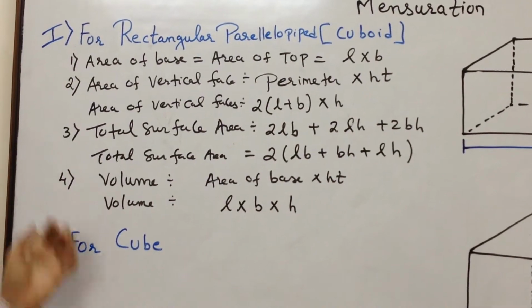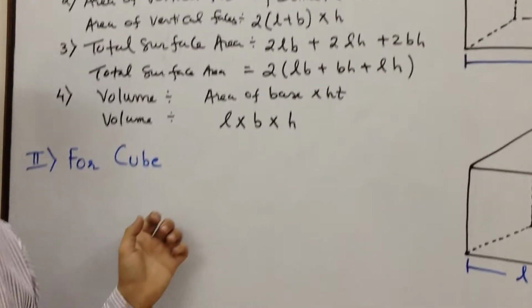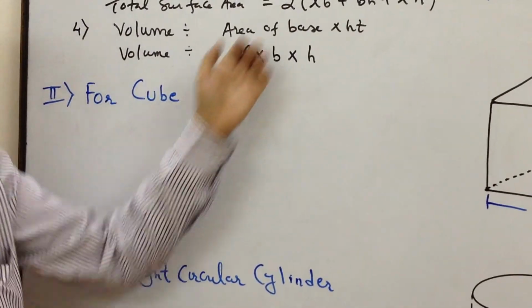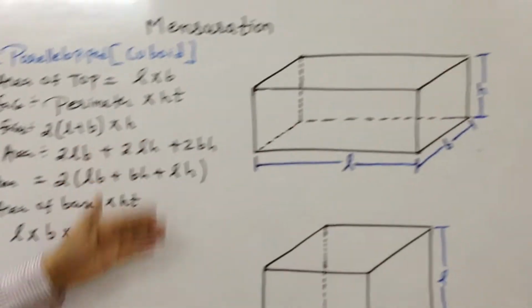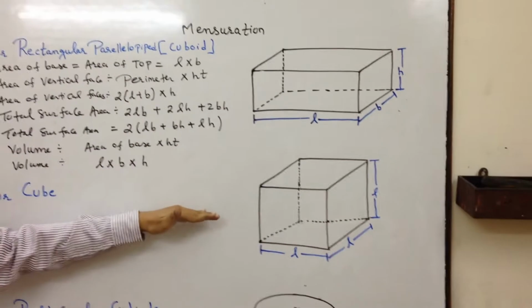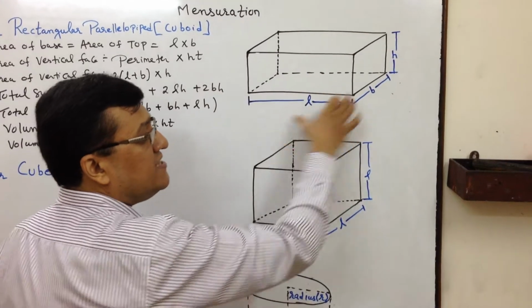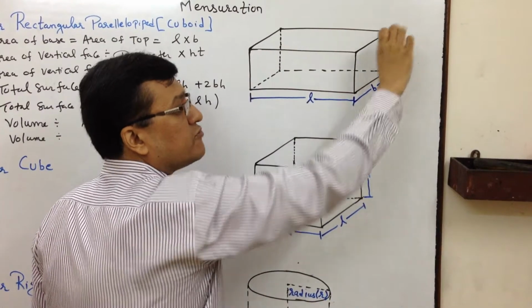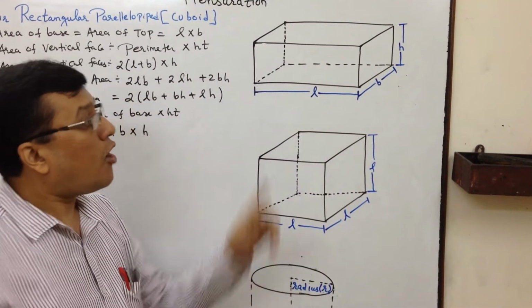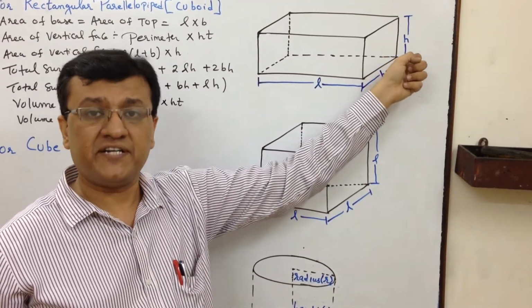Now after finishing the parallelepiped, we come across the cube. What is the difference between a rectangular parallelepiped and a cube? If you focus on the diagram, here it was length, here it was breadth, and here it was height h. All three dimensions, length, breadth and height, were different.